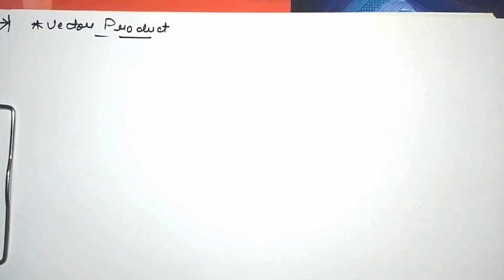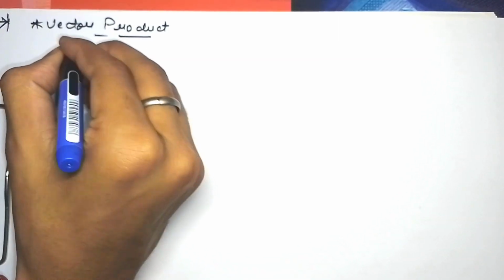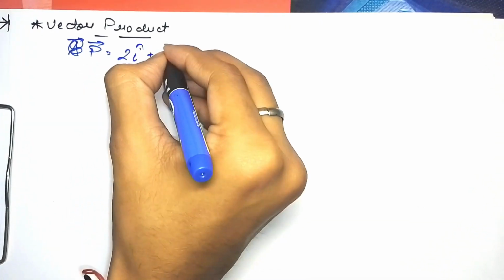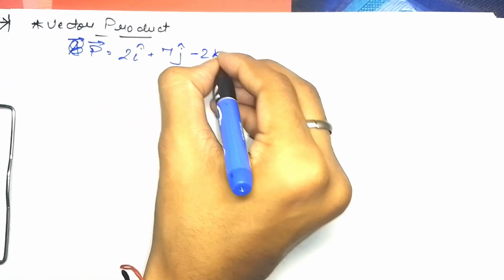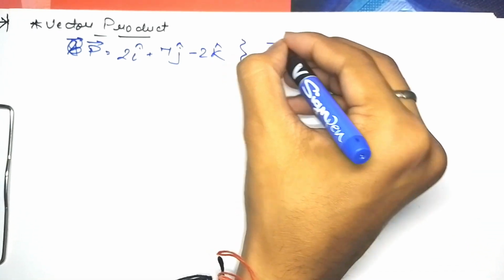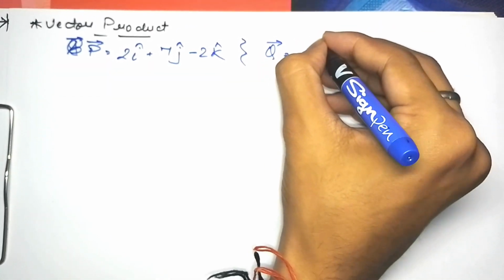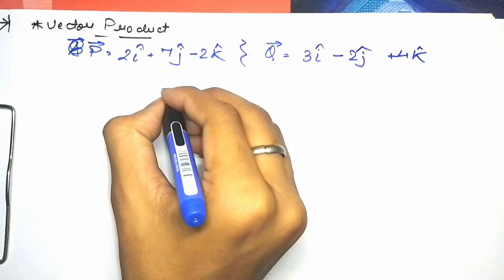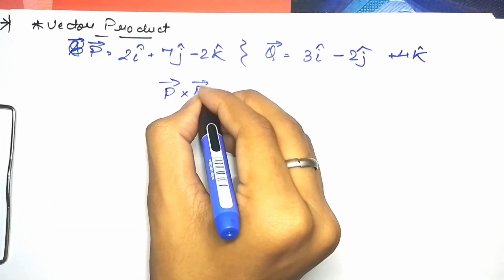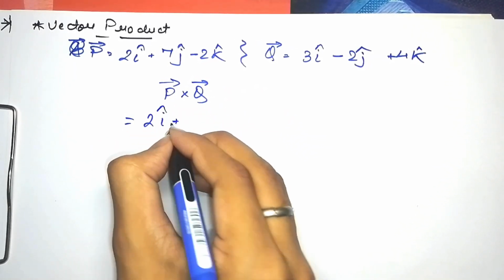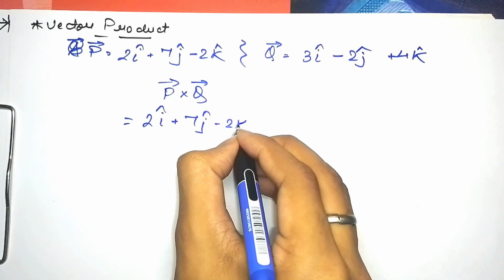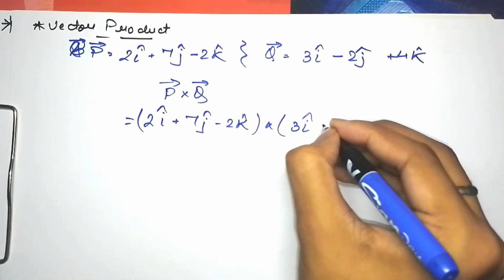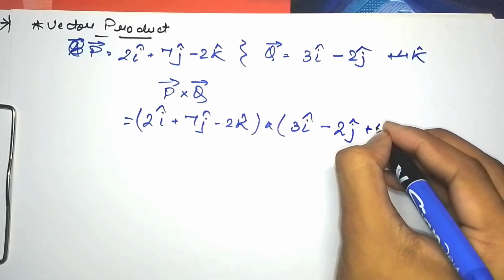Now we will take two other vectors. Let me have p vector, which is 2 i cap plus 7 j cap minus 2 k cap, and let me have q vector, which is 3 i cap minus 2 j cap plus 4 k cap. Now you have been asked to find the cross product of p vector and q vector. Let's write these two vectors here: 2 i cap plus 7 j cap minus 2 k cap, and we take the cross product of this with 3 i cap, minus 2 j cap, and 4 k cap.